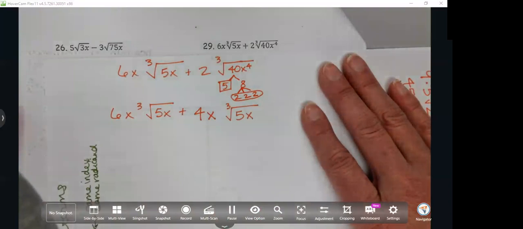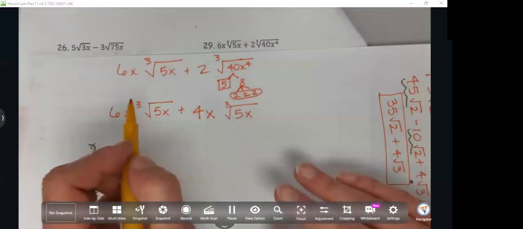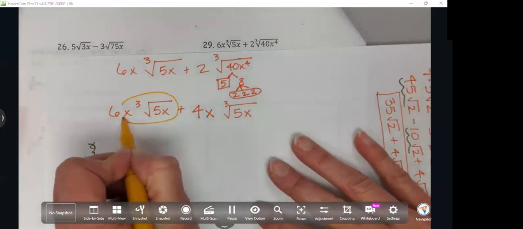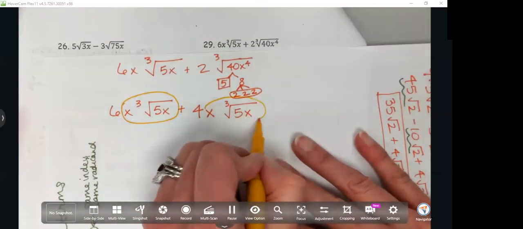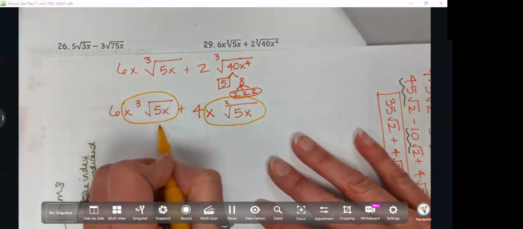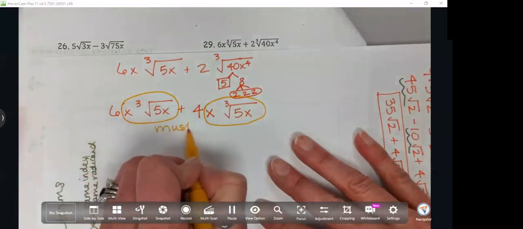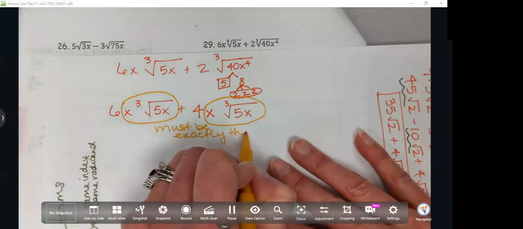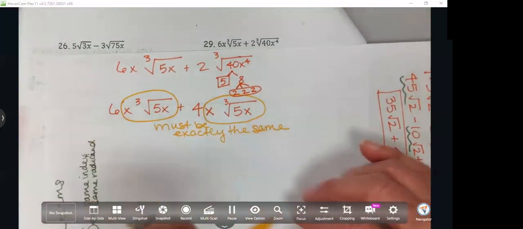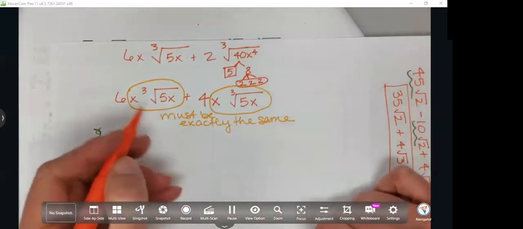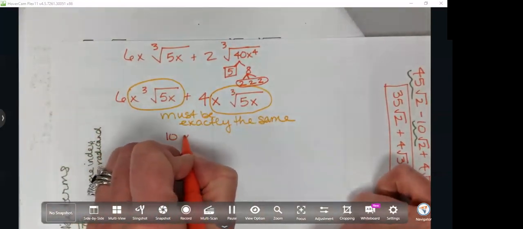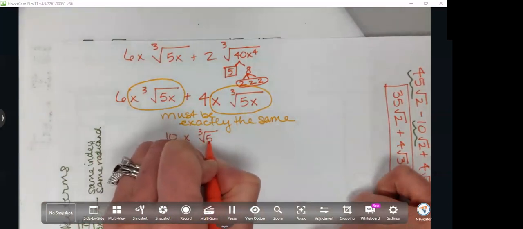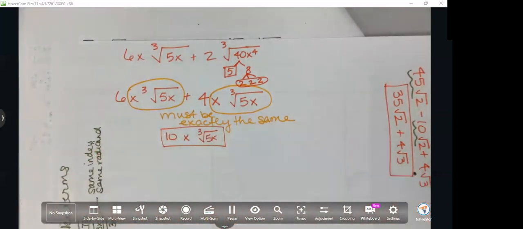Now, keep in mind, please, please, please hear me when I say everything after the coefficient has to be exactly the same, must be exact, exactly the same to combine your coefficients. So then when I combine those, I'm going to get 6 plus 4 is 10x cube root 5x. And there is my answer. Okay. And that should be on there. Yep. All right.